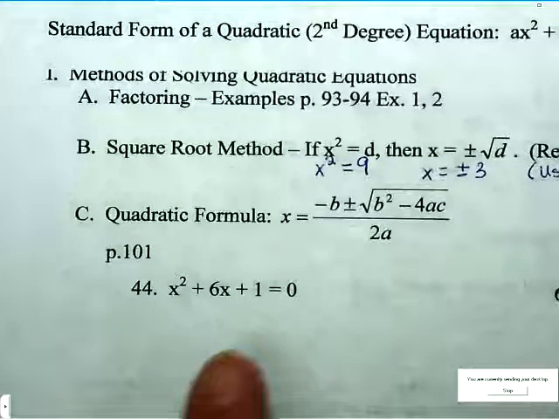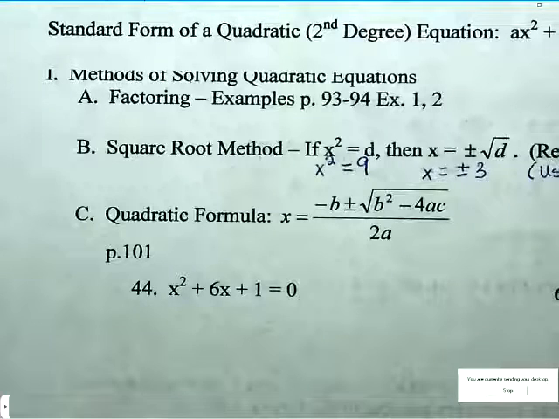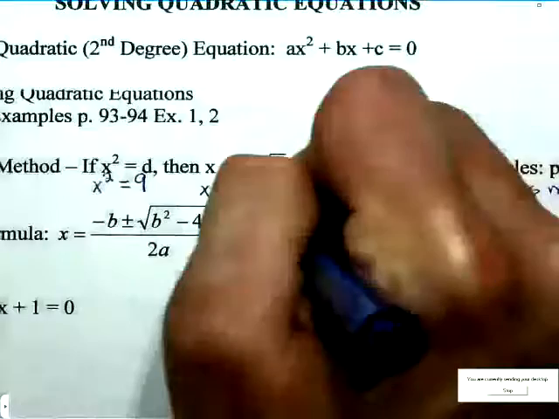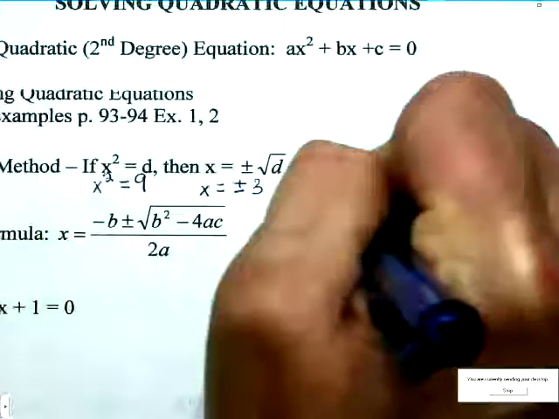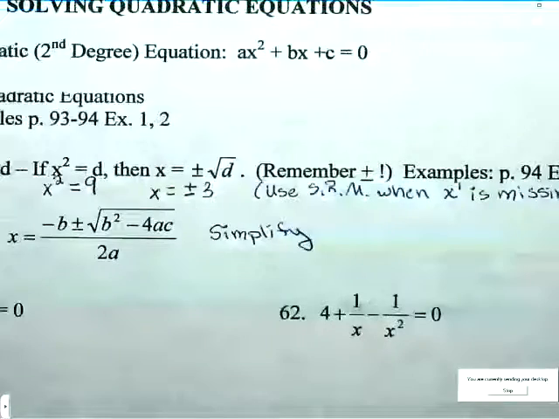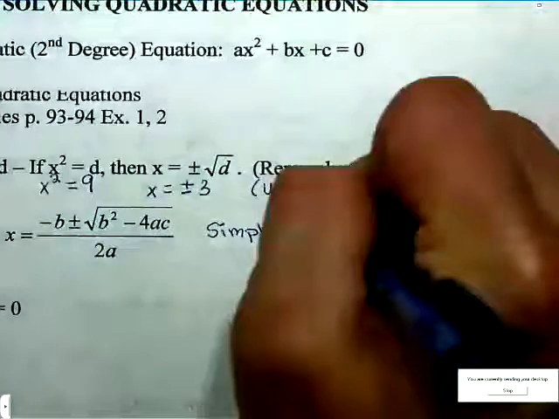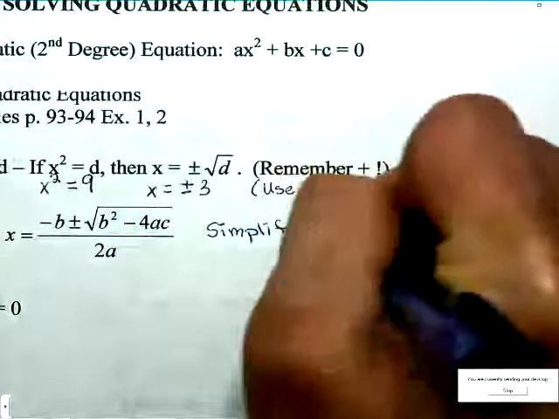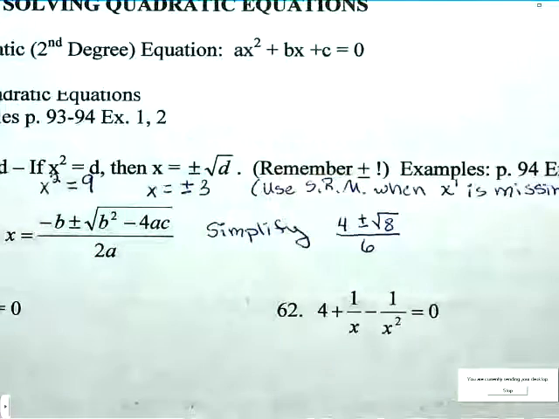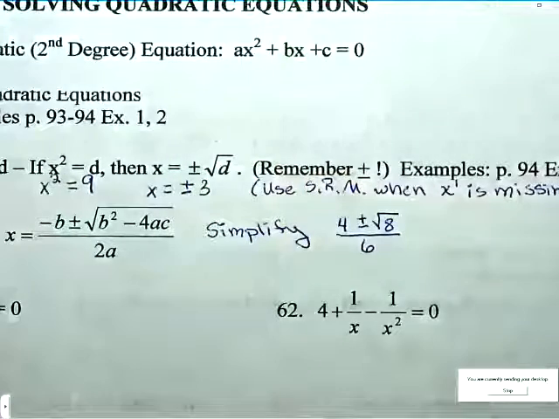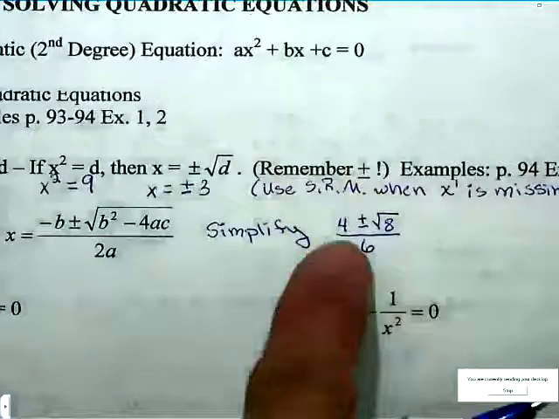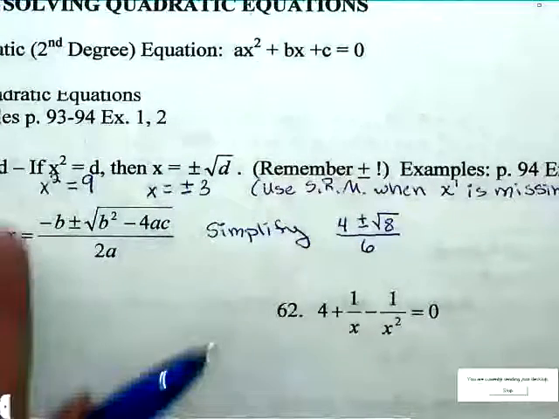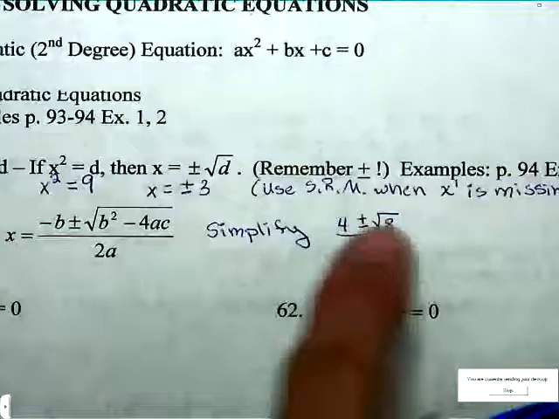Before we do this example 44, I need to show you two things about radical expressions. Let's say that I just want to simplify this expression. If I have 4 plus or minus square root of 8 over 6. We need to practice simplifying expressions like this so that when we use the quadratic formula and get an expression like this, we know the legal way to clean it up.